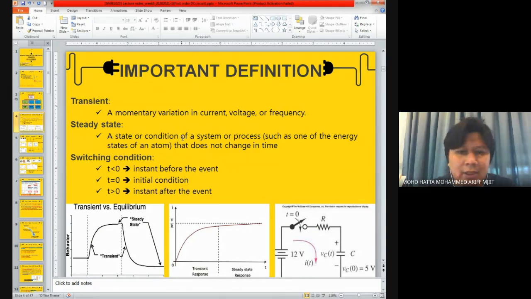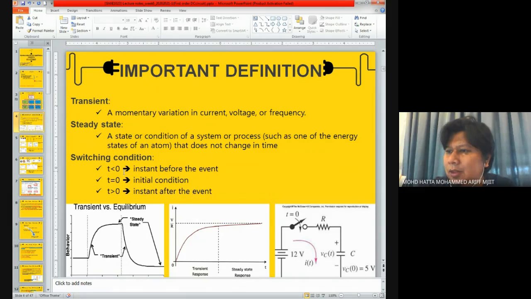Another definition that you will come across very often in this topic is switching condition. Switching condition means that in your circuit, you might have a switch over here, and normally it's labeled like t equal to 0, with an arrow like this. It means that the switch will be closed at t equals 0.